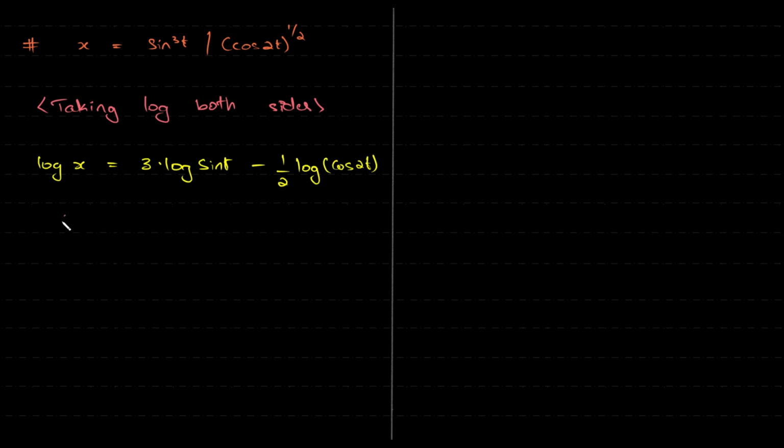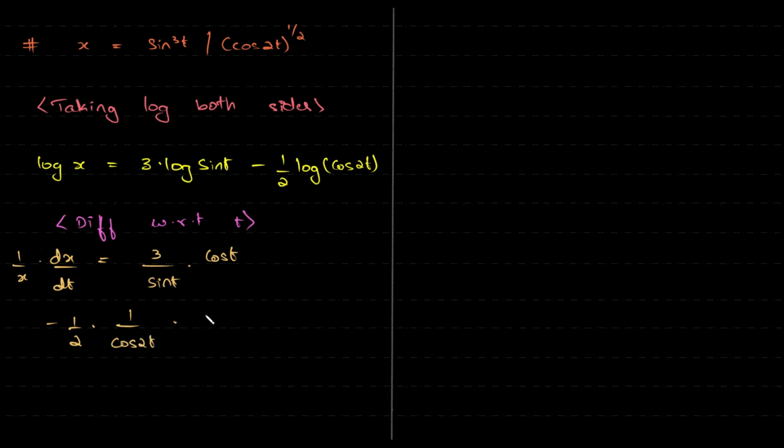Okay, now differentiating with respect to t, we have 1 by x dx by dt, which is equal to 3 by sine t, and then differentiation of sine t is cos t. Now the second term is minus half, differentiation of log of cos 2t is 1 by cos 2t, then differentiation of cos 2t is minus sine 2t, and differentiation of 2t is 2.